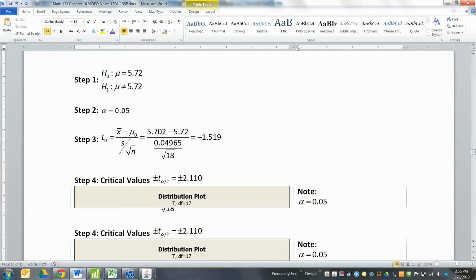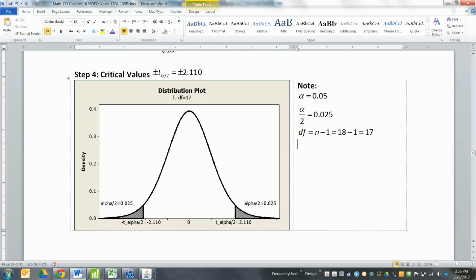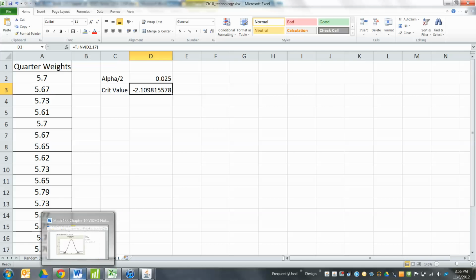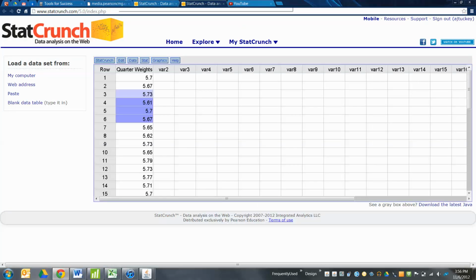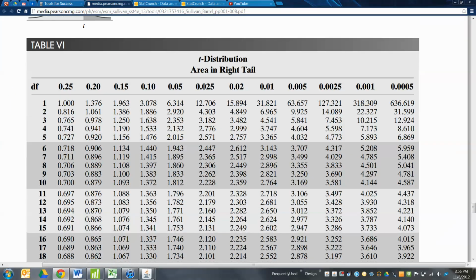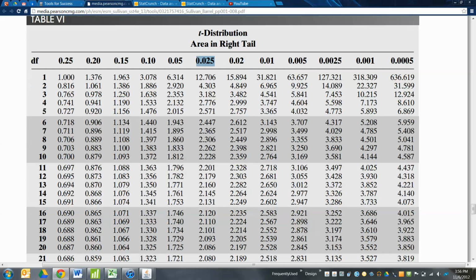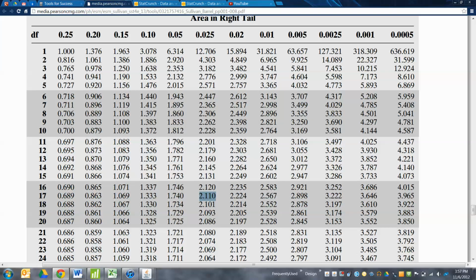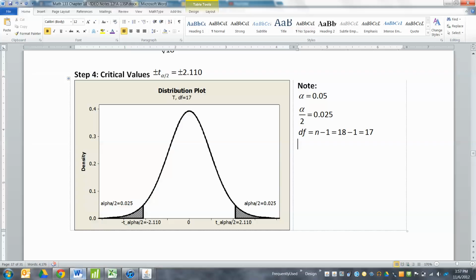All right, so how do we get that plus or minus? You can see I got it right there, 2.11. So that's from Excel. You also have the option of using the table. You say, okay, I want the 0.025 column. You go down to 17 degrees of freedom, and there it is, 2.110. So you could get it from the table, which you'll have available to you during the final exam and during your other exams. And if I were you at home, I would just print one off so you can have it next to you at all times. That way you can use it.